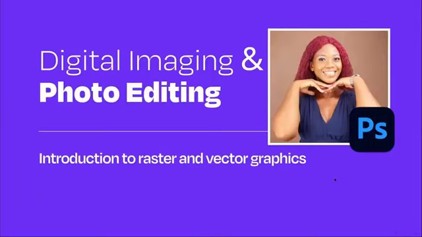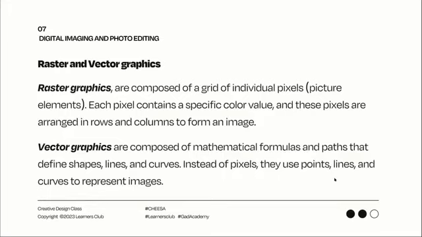So in this session we are talking about digital imaging and photo editing. We are introducing you to raster graphics and vector graphics, what they are and their differences. What are raster graphics? Raster graphics are a composition of individual picture elements, or simply pixels.